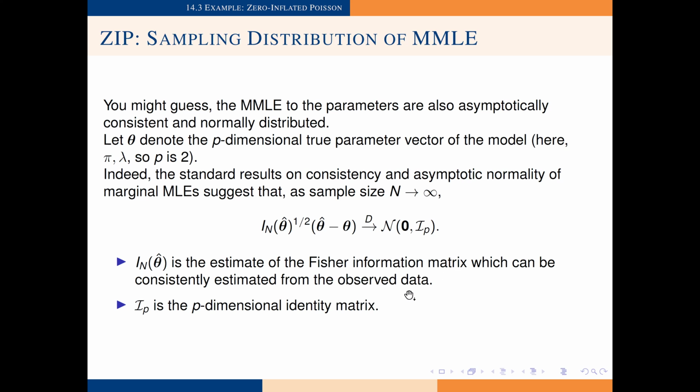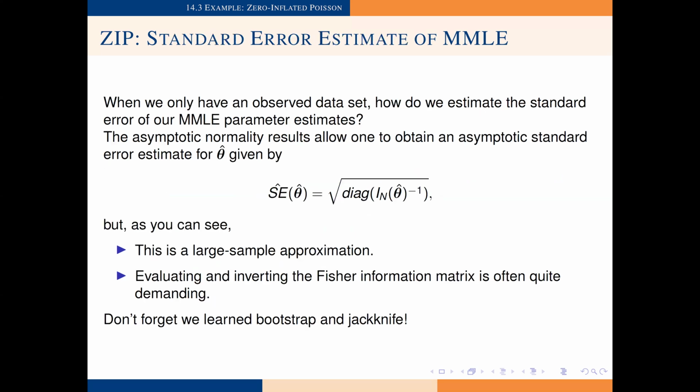I included a link over here if you're interested in it. That's also something you can consistently estimate from the data. If you take the product of these two things, it actually converges in distribution to a multivariate standard normal distribution, where the mean is 0 and the covariance is given by the p-dimensional identity matrix. So that's essentially the multidimensional version of the central limit theorem.